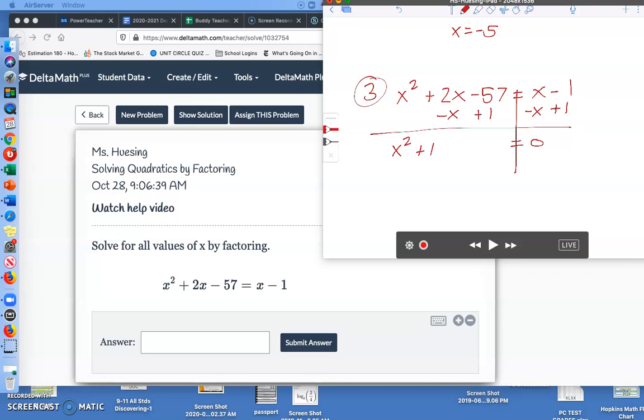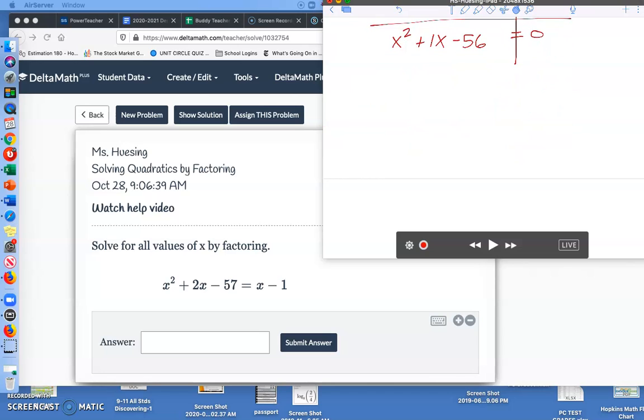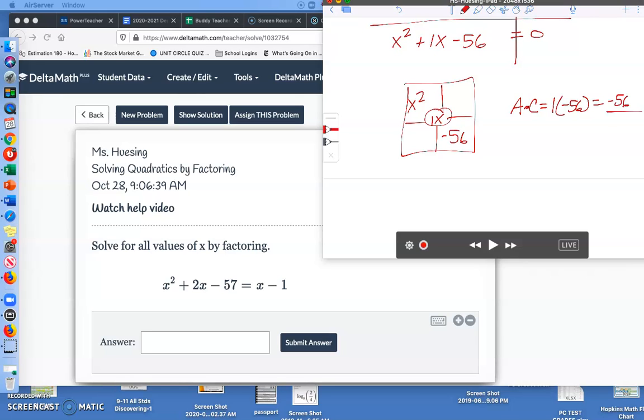X squared plus 1x minus 56. So now this is one where we do what we've done before, that box and circle. So x squared, 1x, negative 56. And you always want to remember, some of you might know the shortcut for these, but keep in mind if you're writing on the outside, it's always a times c. So 1 times negative 56 is negative 56. And you want it to add to b.